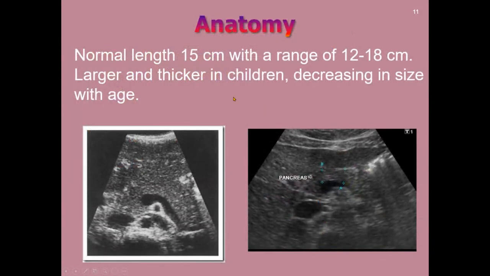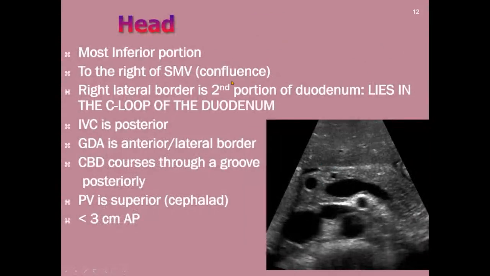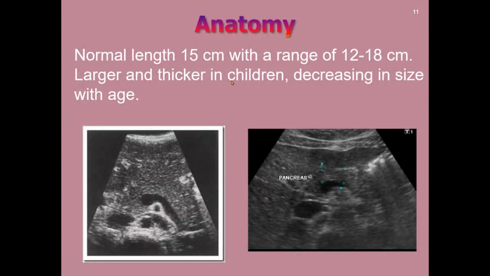The normal length of the pancreas is 15 centimeters. We don't measure the length of the pancreas because it's not as straight, and the length just isn't something that we worry about. It can range from 12 to 18 centimeters, and in children, it's actually larger and thicker, and it decreases in size with age, and it also gets more echogenic with age. Okay, so we know with kids it's just thicker and larger, and it gets more echogenic with age because the fat forms within the lobules.